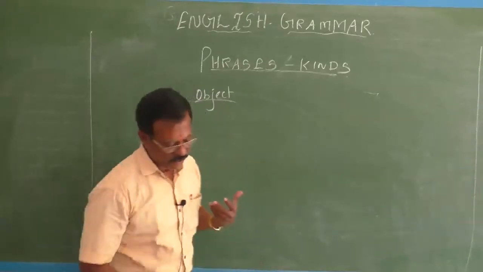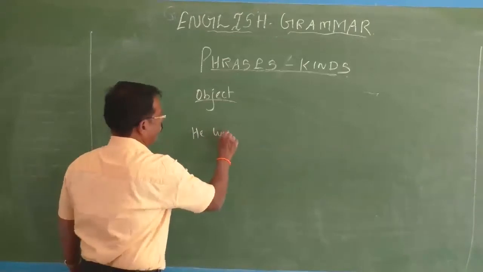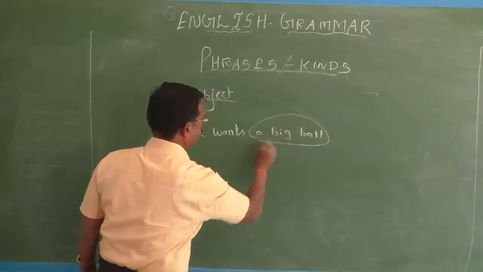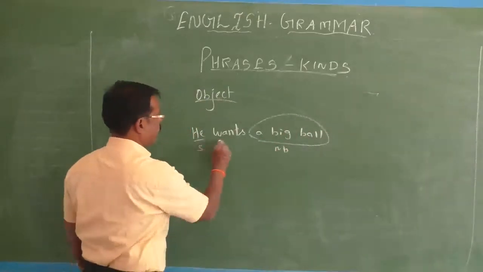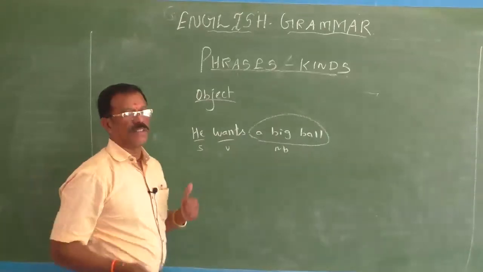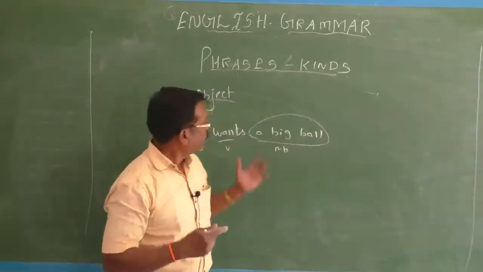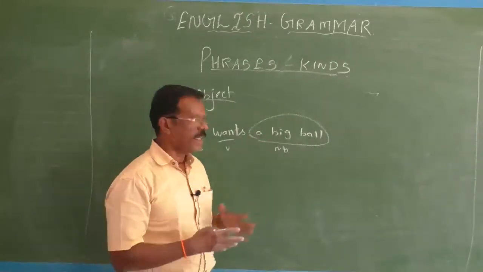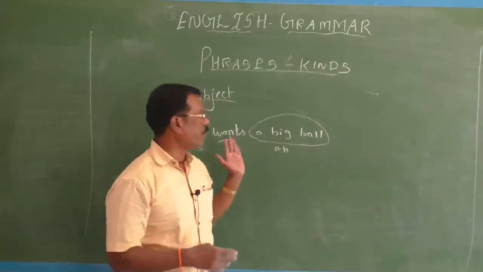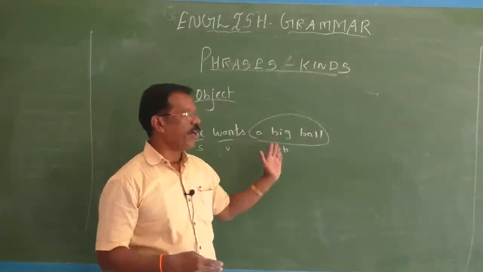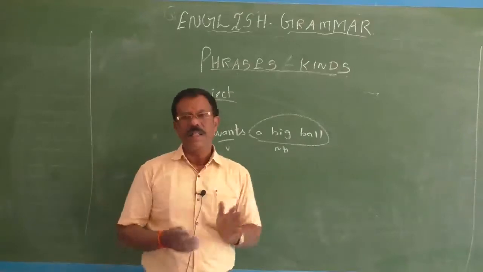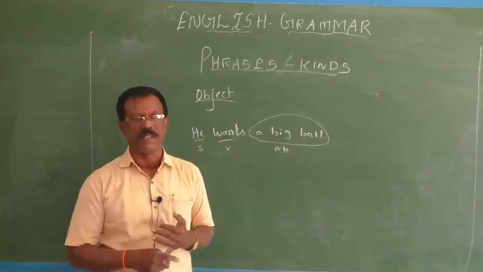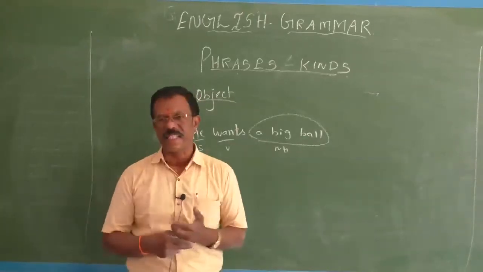See, he wants a big ball. Here a big ball is a noun phrase. He is the subject, wants is the finite verb. If you ask the question, he wants what? A big ball. Ball is the head word, that is a noun. Big is an adjective. A is a determiner, that is an article. So in this group we have a head word, pre-modifiers and determiners also. So a big ball is a noun phrase. Here this noun phrase is used as an object. It gives an answer for the question what does he want.